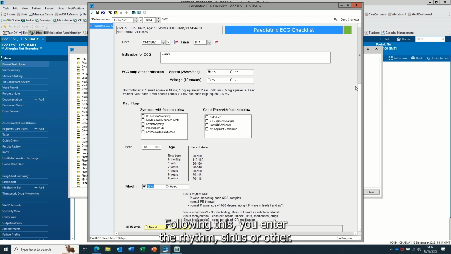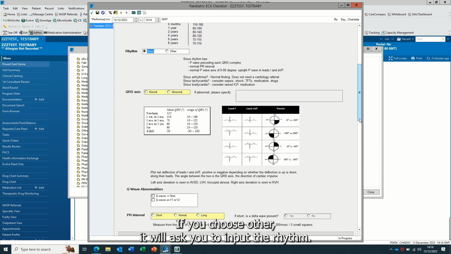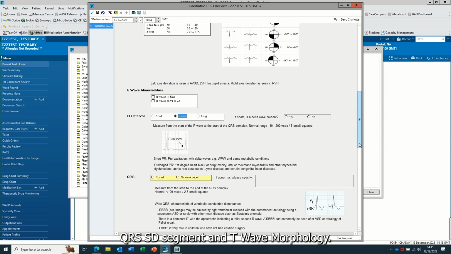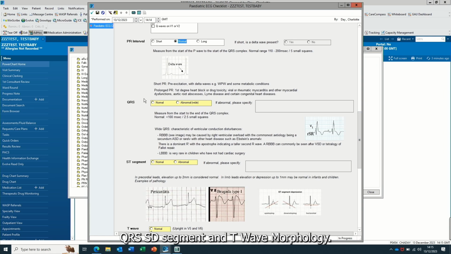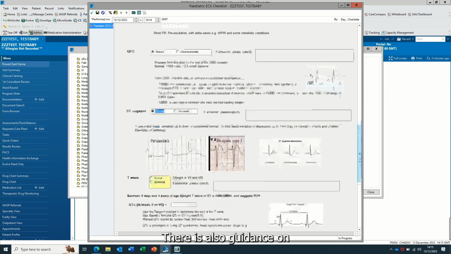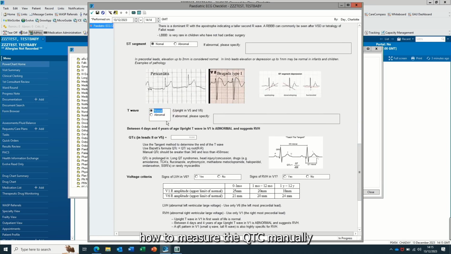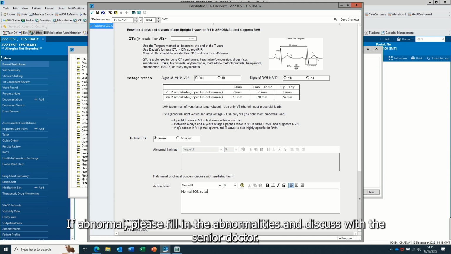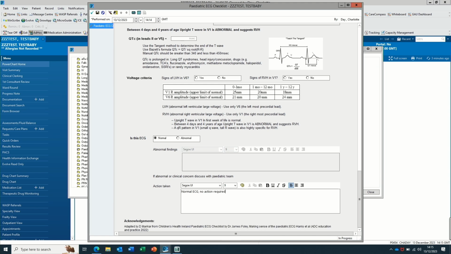Following this you enter the rhythm, sinus or other. If you choose other, it will ask you to input the rhythm. You then fill in the QRS axis, Q wave abnormalities, PR interval length, QRS, ST segment, and T wave morphology. There is also guidance on how to measure the QTC manually. At the end, you then have to decide whether the ECG is normal or abnormal. If abnormal, please fill in the abnormalities and discuss with a senior doctor.